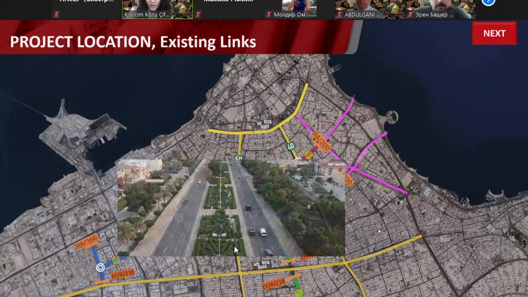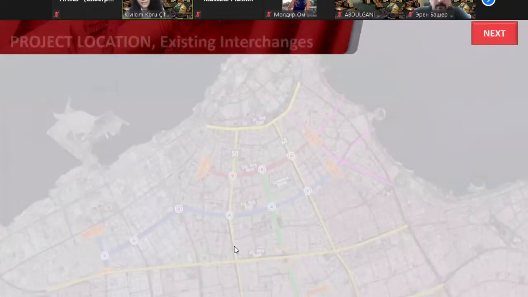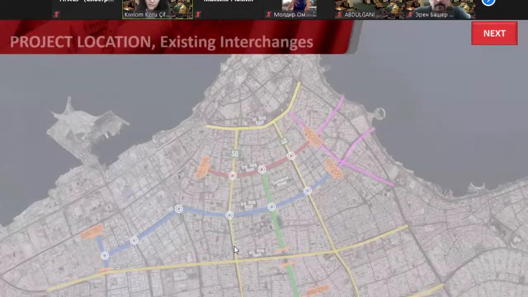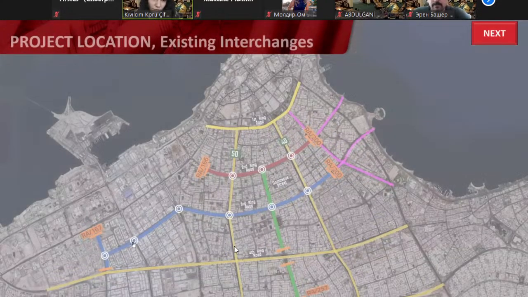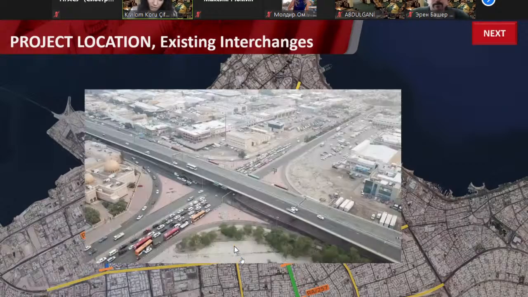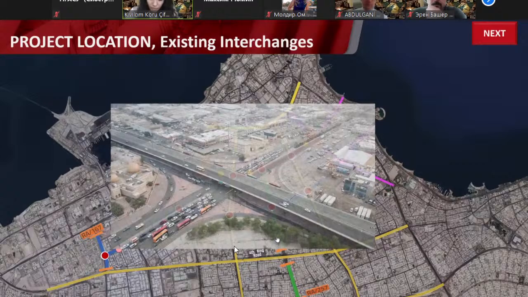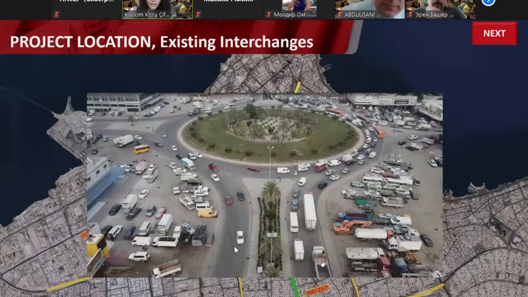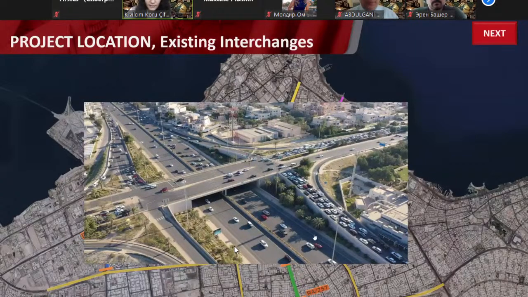So when I moved to the interchanges, the existing situation of the interchanges, I can show you a few photos from the Canada Dry Street. There are mainly signalized or grade separated intersections along the way, and one roundabout at Canada Drive. Here, I would like to show you the existing situation of the roundabout and a few of the photos. This is a diamond interchange existing along the roadway.